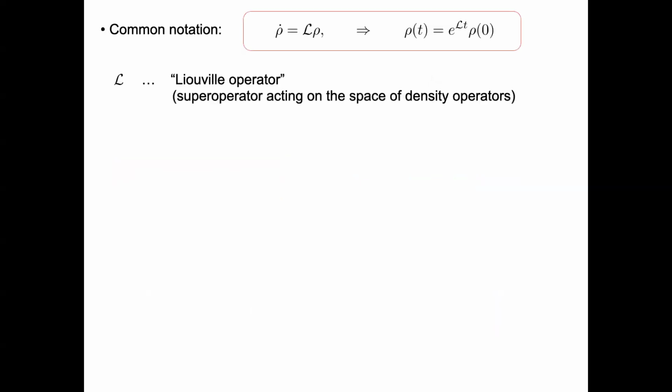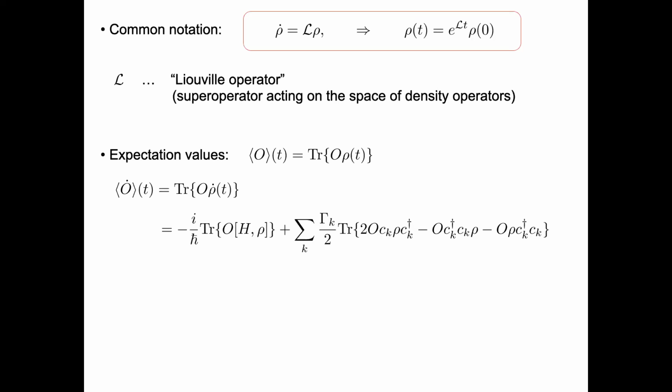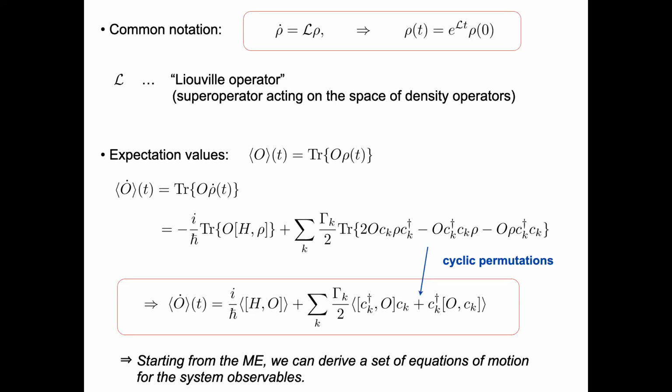Yeah, then remember, this is the usual notation that we use. So rho dot is L rho. It's a linear equation, so that's why the solutions are the exponent of this Liouville operator. And if you want to calculate some expectation values, write it down there. So what is the expectation value? Just write it down in terms of a trace, take the derivative, put in the master equation, and then rearrange the different terms.